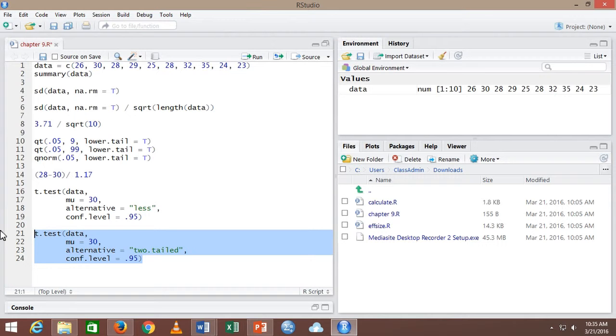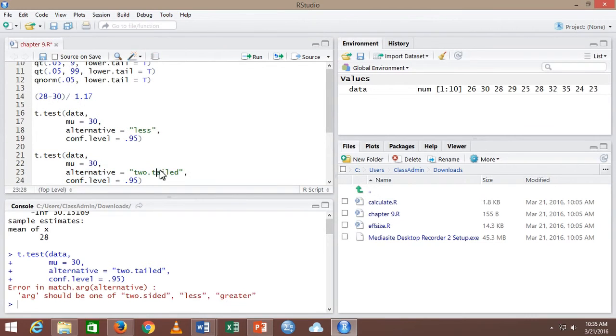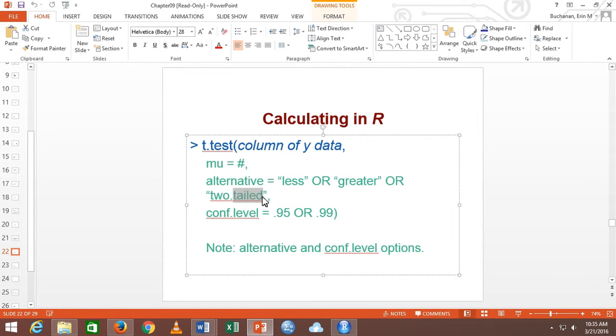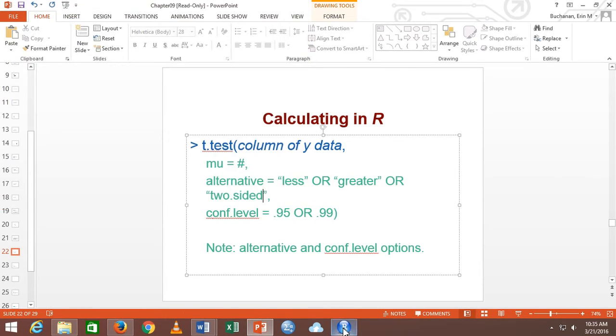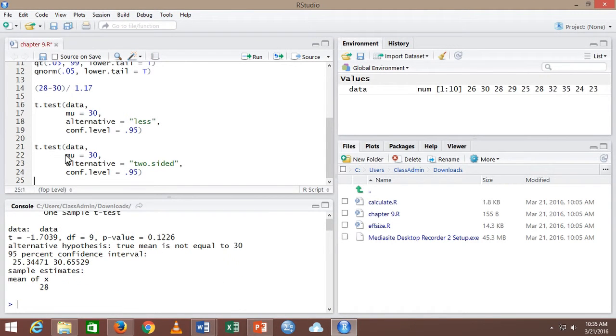So the first one's my real test. The second one's just for confidence intervals. Two.sided. Oh, sorry. The code is incorrect. I looked that up online. Oh, I had it wrong. Sorry about that. I will update the notes. Okay, two.sided. My bad.